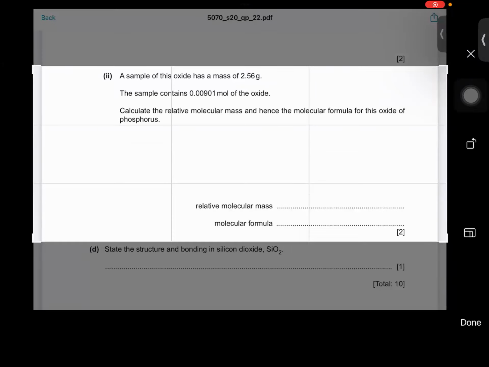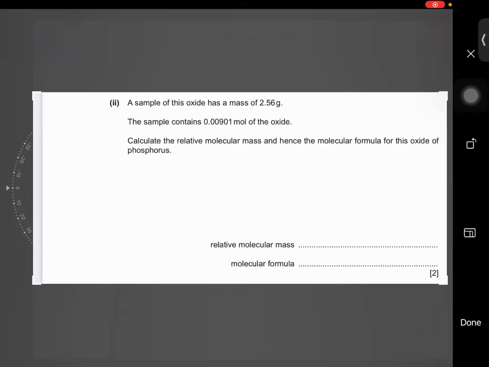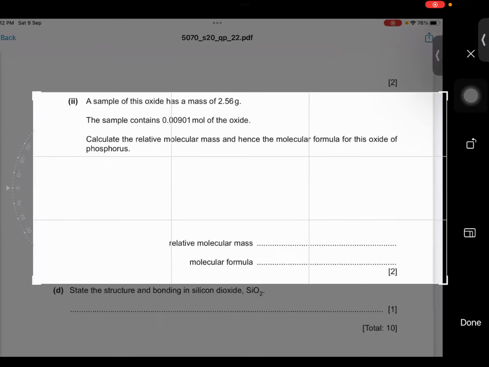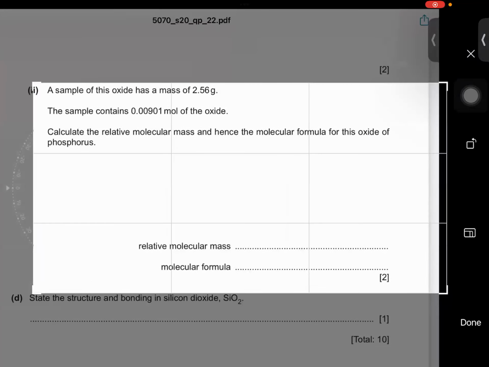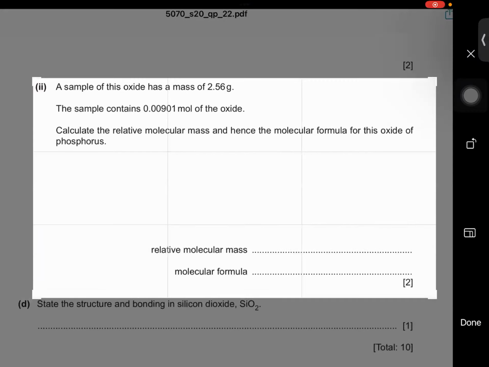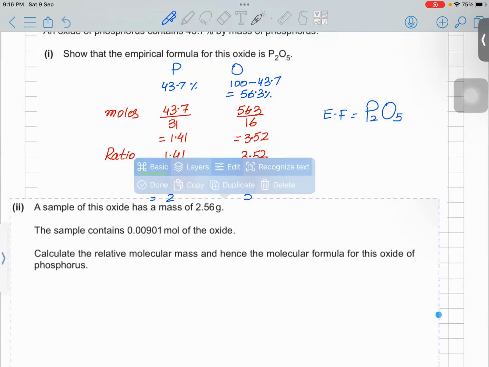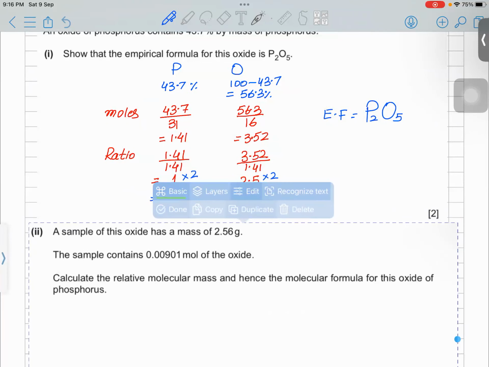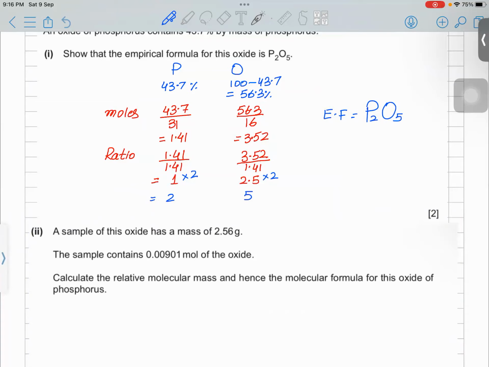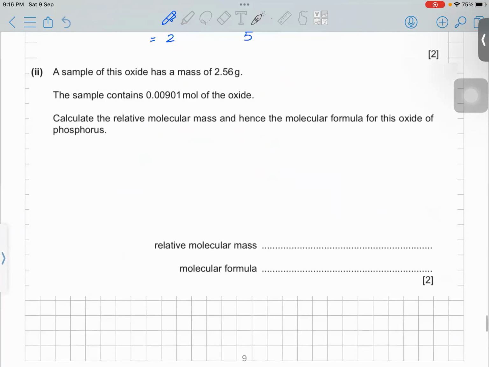Now second point. This is your second part, right? A sample of this oxide has a mass of 2.56 gram. The sample contains 0.0090 mole of the oxide. Calculate the relative molecular mass and hence the molecular formula of this oxide.